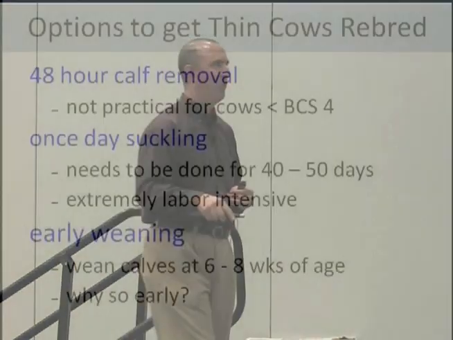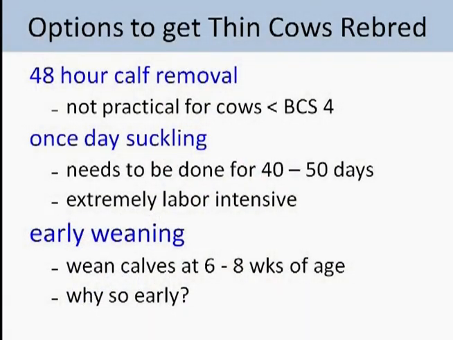And then the one I really thought that most of us were going to have to implement this year was early weaning. Go ahead and get those calves off those cows so we can get them bred back. And when I talk about early weaning from a reproduction standpoint, we're talking about weaning those calves at 6 to 8 weeks of age.